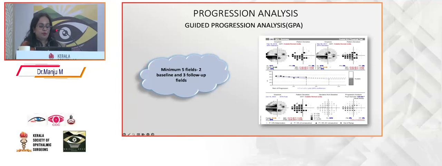So this is the guided progression analysis given by the machine. There should be a minimum of 5 fields, same as OCT. There are 2 baseline fields and 3 follow-up fields, and the report will have the 2 baseline fields in the upper part, and this is the current field. The machine will itself give the trend analysis, like if the patient is having the same rate of progression, what can be the patient's condition after 5 years. That is the trend analysis given by the machine. This is the rate of progression of the patient.